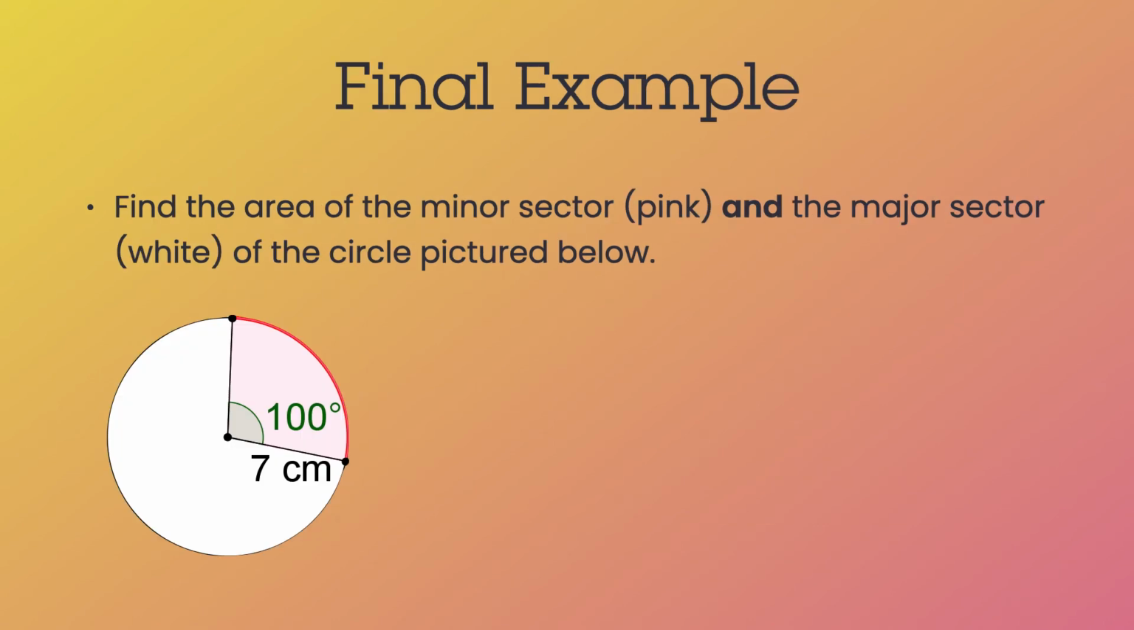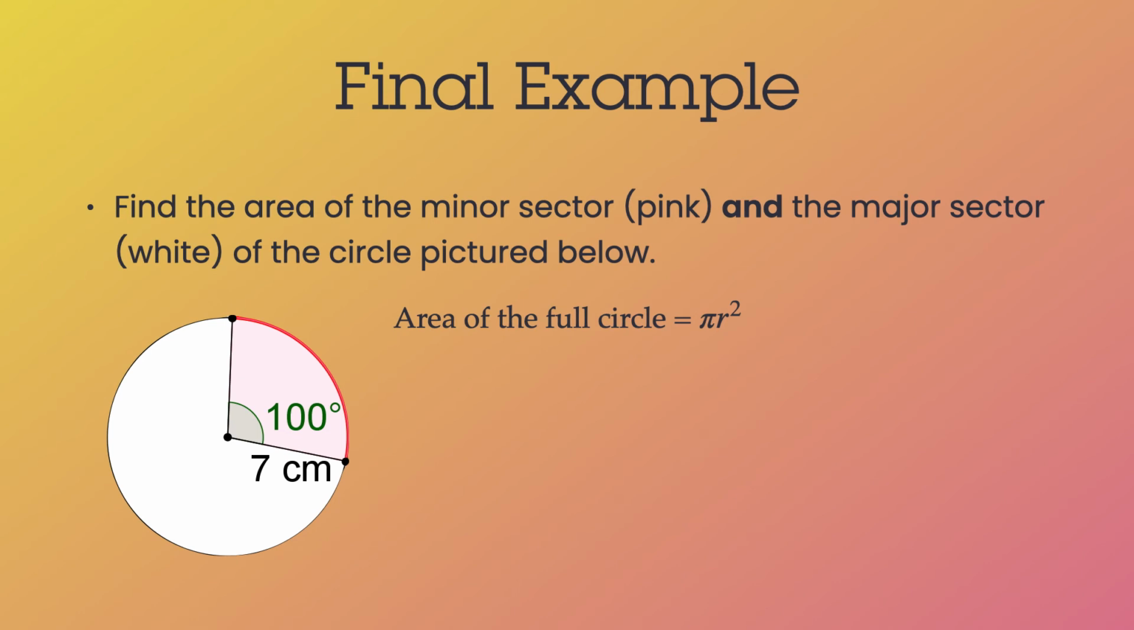One last example. We're going to find the area of the minor sector, which is shaded slightly pink, and the major sector, which is still white, of the circle that's here. Now we're going to use method 1 here. We're going to find the area of the full circle, then the area of the minor. Use that to let us find the area of the major.